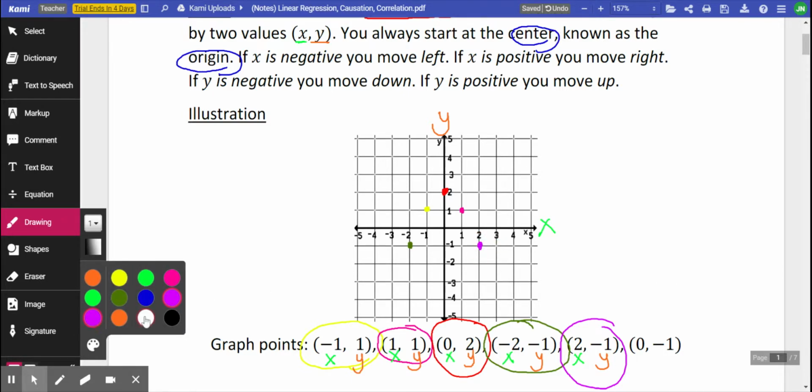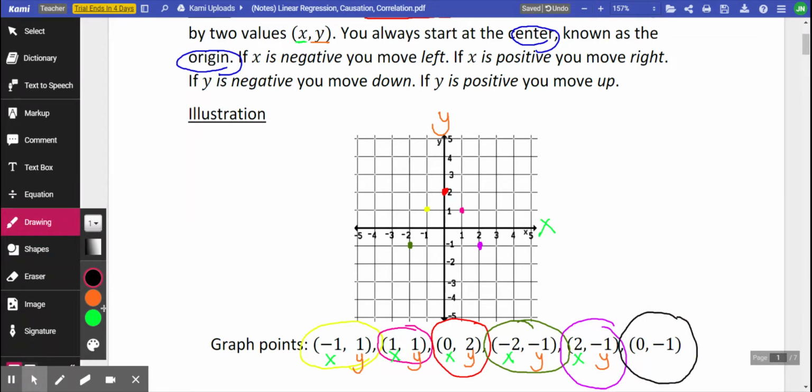Okay, and we're almost done. Last but not least, let me make this black. On the x coordinate, I have 0. On the y coordinate, I have -1. If I want to graph this point, I go 0 on the x, meaning I don't go left or right. I stay right in the middle. And then I go down 1 because it's negative on the y. So I stay in the middle, and then I go down 1, which is right there.